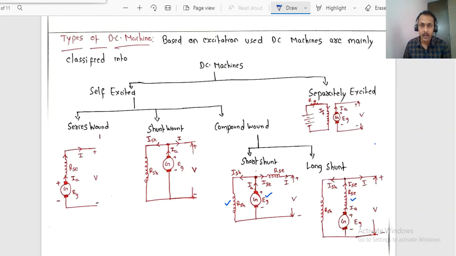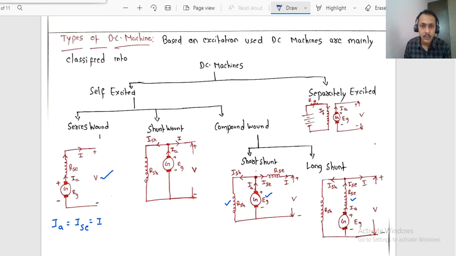In this diagram, EG indicates the generated EMF, V is the terminal voltage, and IA is the current flowing in the armature. Of course, in series wound, the armature, series field winding, and load are all in series. Therefore, whatever current is flowing in the armature, IA, is the same as the current flowing in the field winding, ISC, and the same as the current flowing to the load, when it is a series generator.